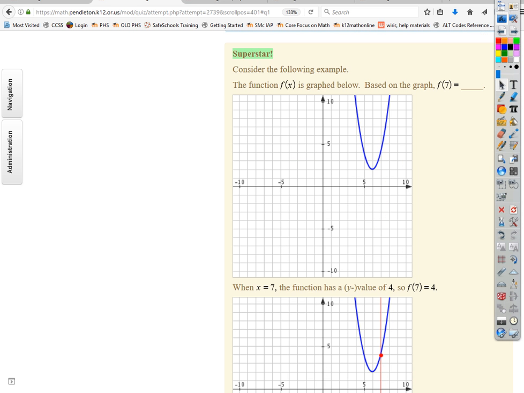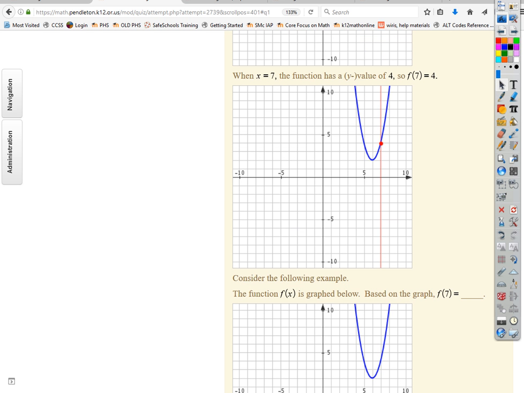Now consider some other examples. This is going to show up whether you get it right or wrong. So if you want to look down there, I think these are good to look at. Okay, so what about this example? For this graph, what is f of 7? Well, you can just check yourself. When x is 7, y is 4, it looks like, right?